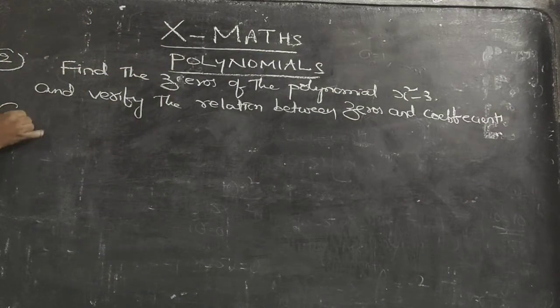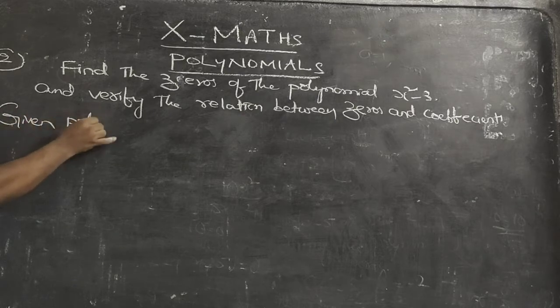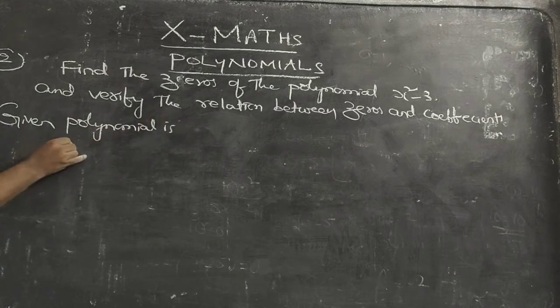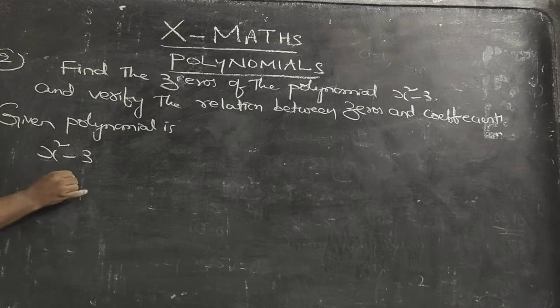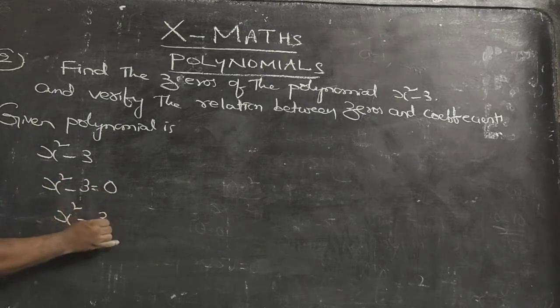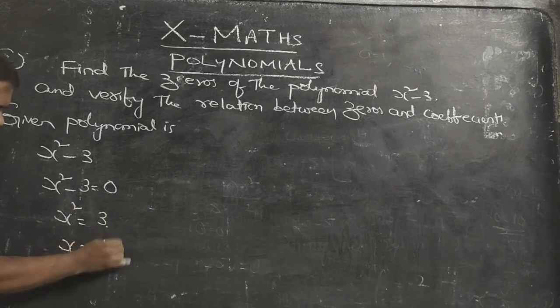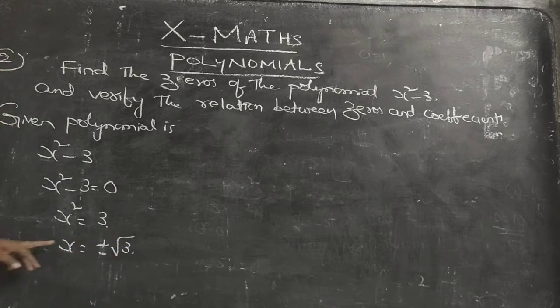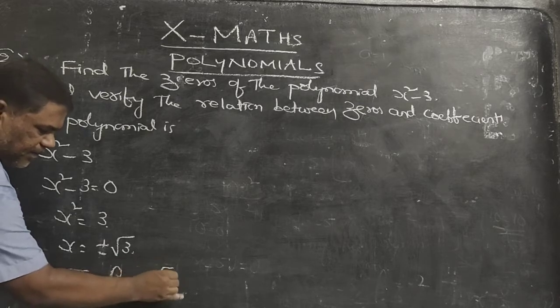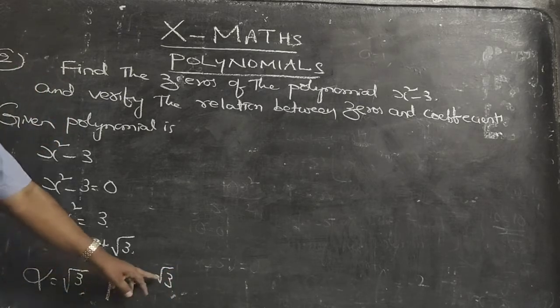Let us consider the given polynomial. So given polynomial is x square minus 3. First we have to take x square minus 3 equal to 0, then we will get zeros of the polynomial. X square minus 3 is 0, x square is equal to 3, x is equal to plus or minus root 3. X will have two values called zeros of the polynomial. First value is represented by alpha, second value is represented by beta. So alpha value is root 3, beta value is minus root 3.